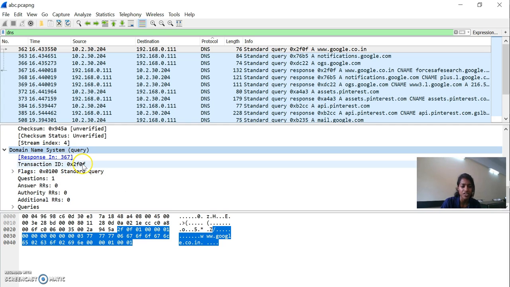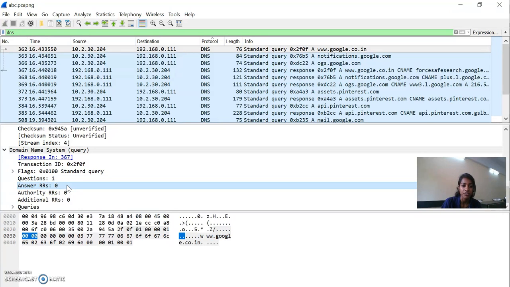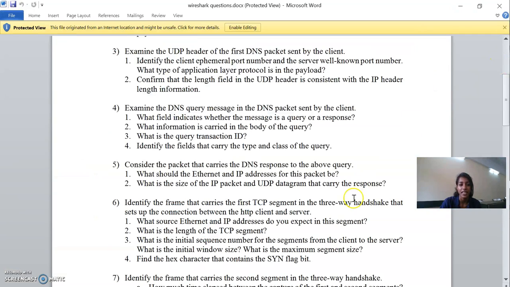The transaction ID is 0x2f0f. The flags is the standard query 0x0100. The questions are 1, number of questions are 1. Authority RRs are 0 and answer RRs is 0. Additional RRs is also 0. And moving on to the queries. So that's it about the queries, DNS queries.